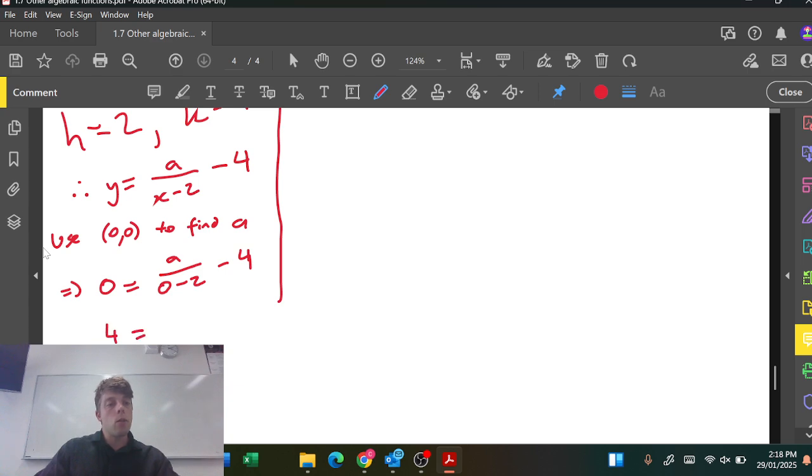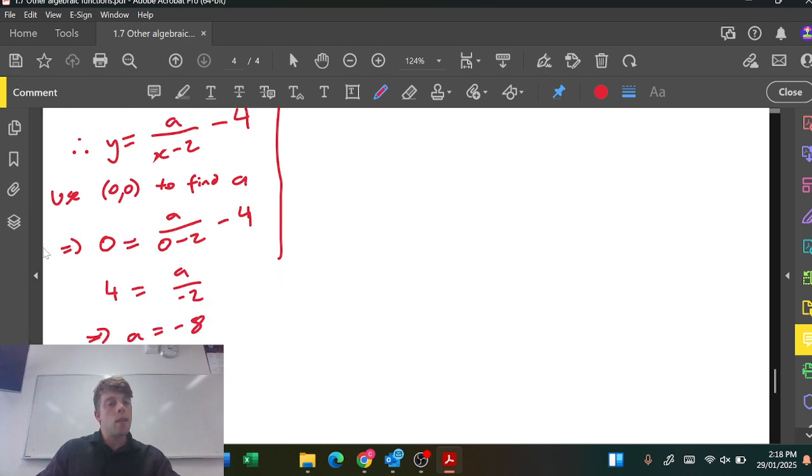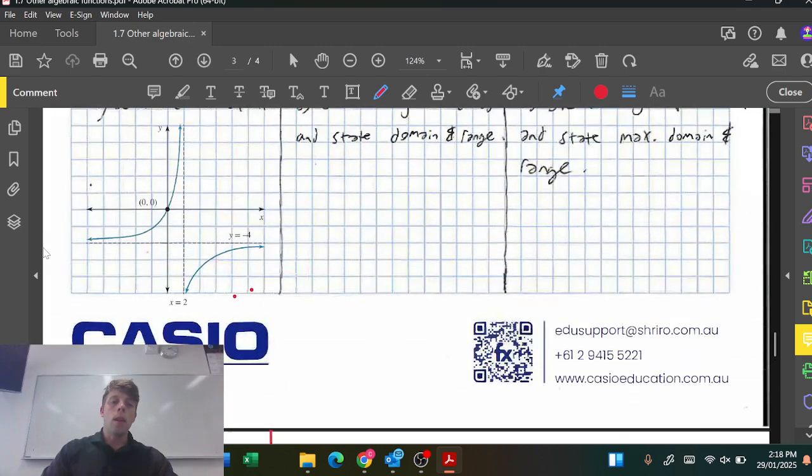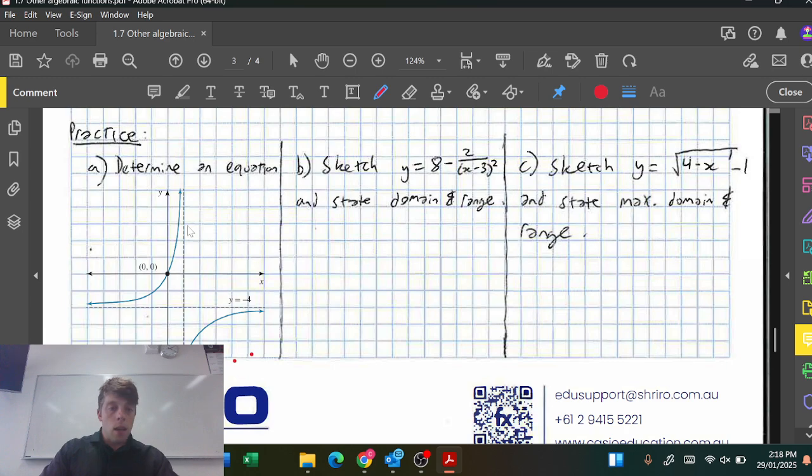Rearranging this, we get 4 is equal to a over negative 2. We multiply both sides by negative 2, so a is equal to negative 8. Therefore, our answer for our final graph is y is equal to negative 8 over x minus 2, minus 4. The reason this is a negative sign here makes sense because initially the graph would have looked like this, pointing in that direction.